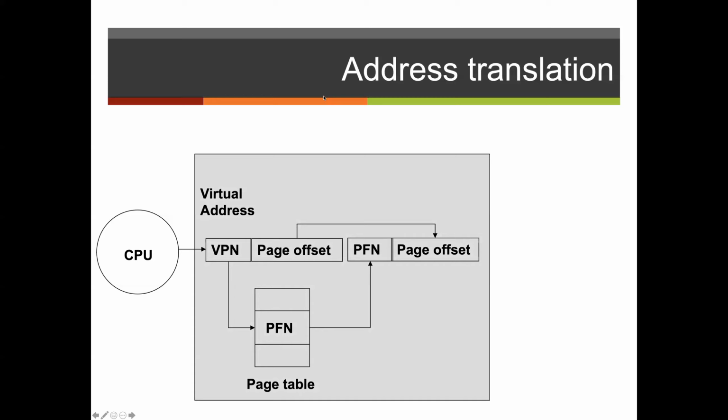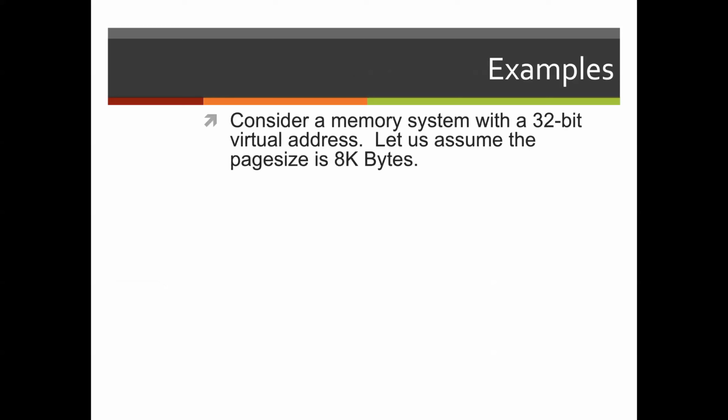But you have to consider that the page offset is not going to change. And the page offset from our PFN is going to represent the actual physical address that is being used. And so once we have the physical address that we need to use, that's ready to go out for memory. And so that provides for a straightforward mechanism for appropriate address translations. So let's consider an example. We have a 32-bit virtual address space and a page size of 8K bits. So how big is the page table?